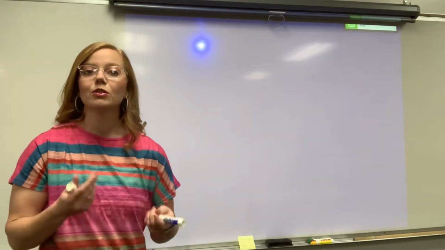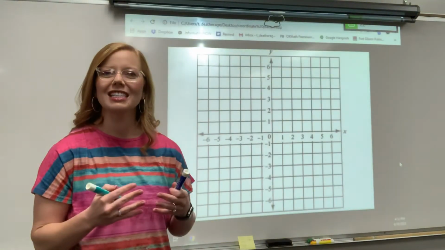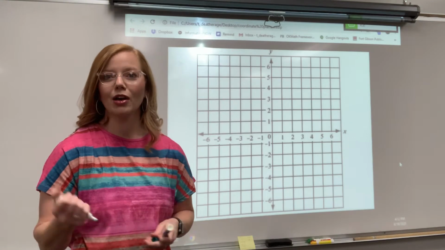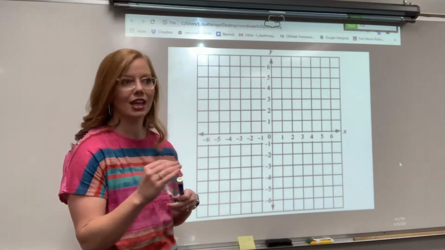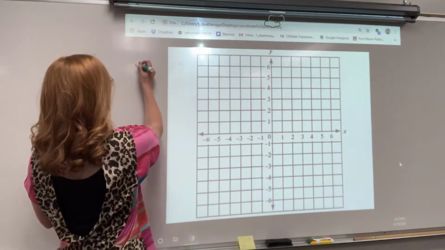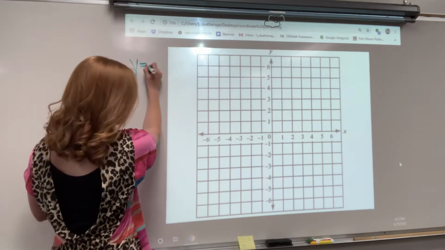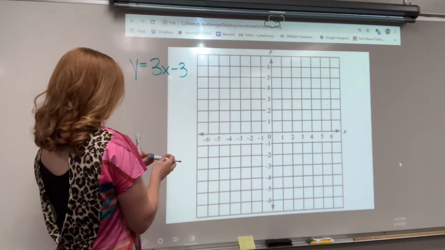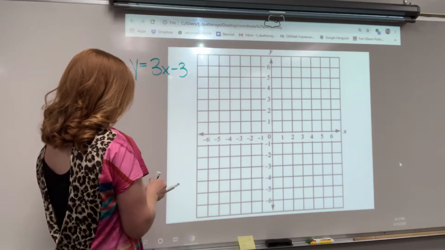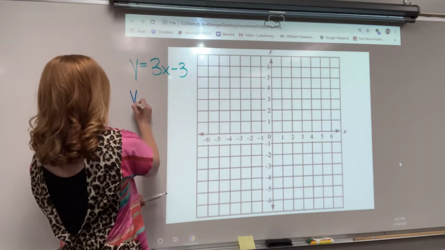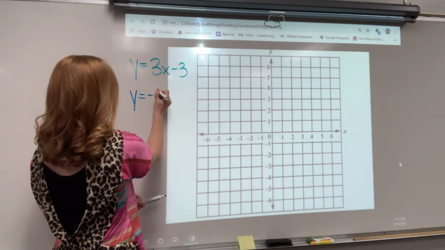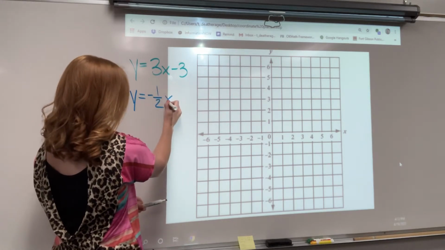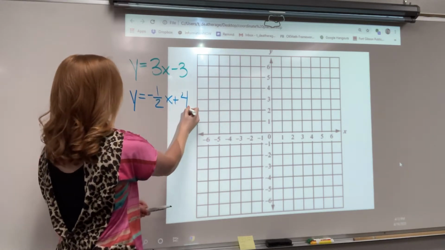During this unit, I'm going to be using two different colors a lot. That way you can just kind of see what I'm talking about. You can identify the two different lines. So in our first example, we're going to have y equals 3x minus 3. And we're going to have y equals negative 1/2 x plus 4.